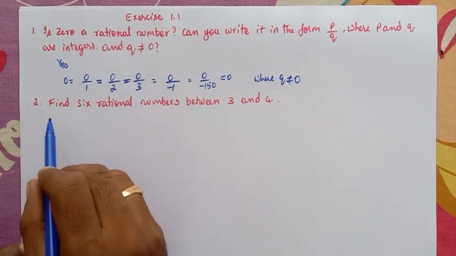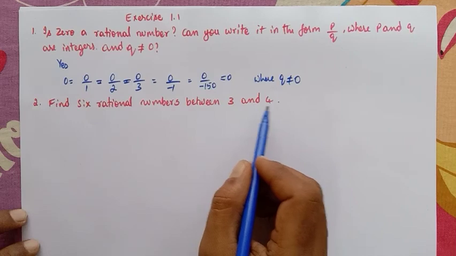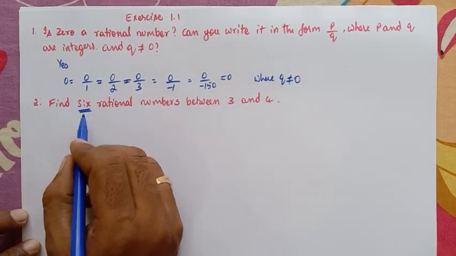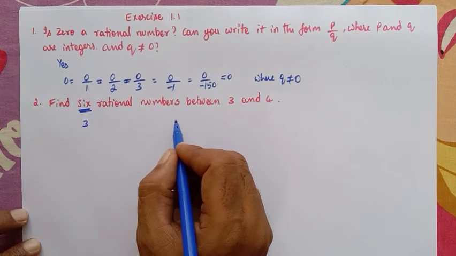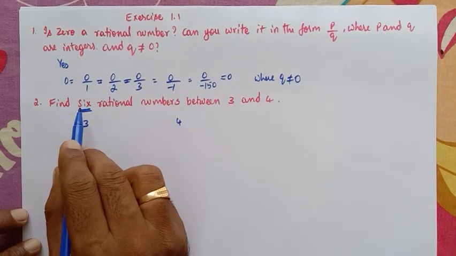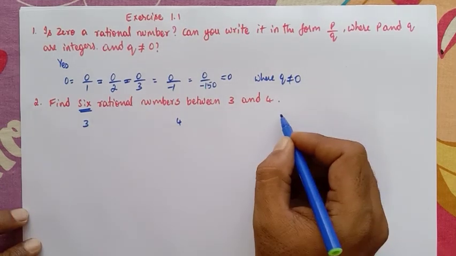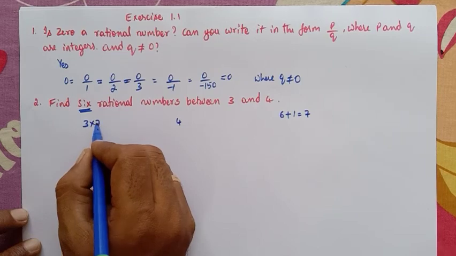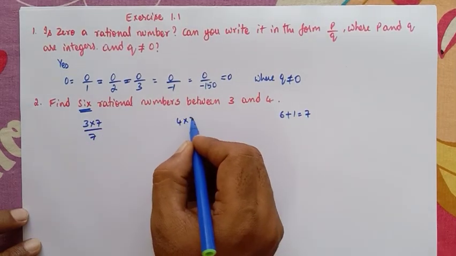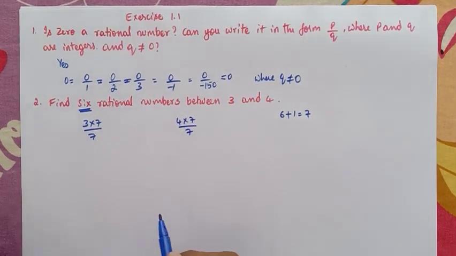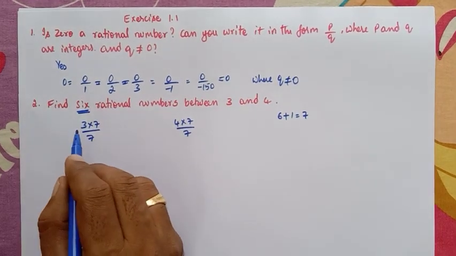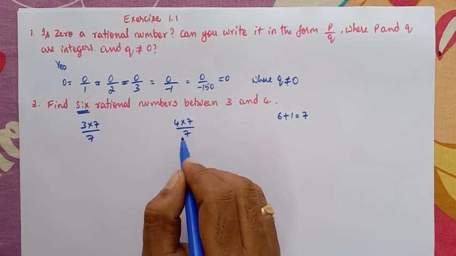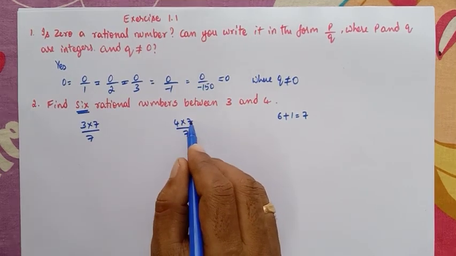Second problem, find 6 rational numbers between 3 and 4. We want 6 rational numbers between 3 and 4. So what we will do is take 3 and 4. As we want 6 rational numbers, we add 1 to 6, which equals 7. So we will multiply and divide both numbers by 7. The value of 3 doesn't change, and the value of 4 doesn't change, as 7 cancels.